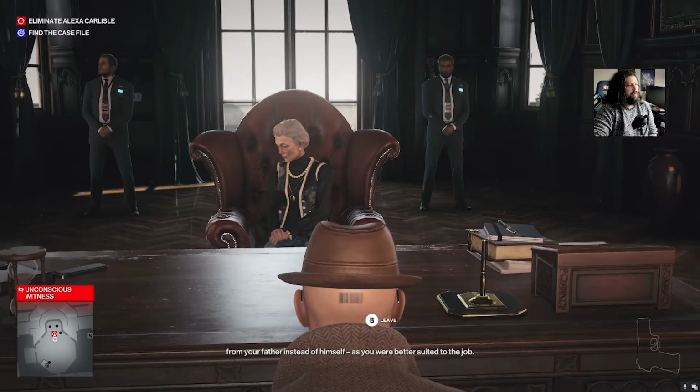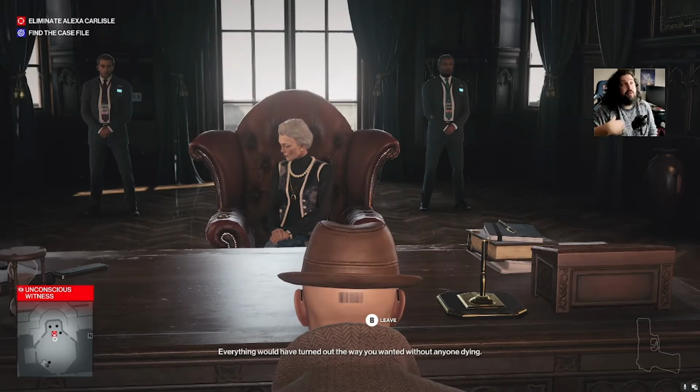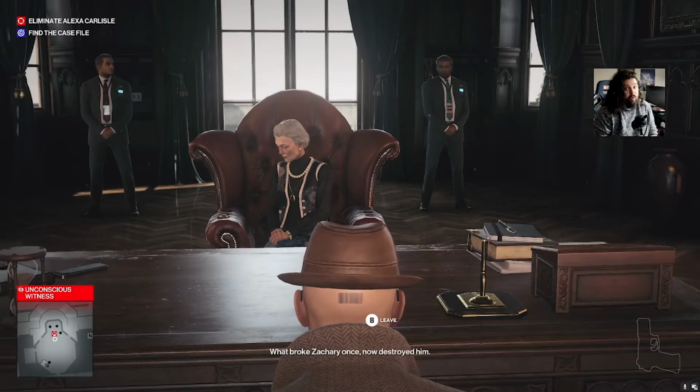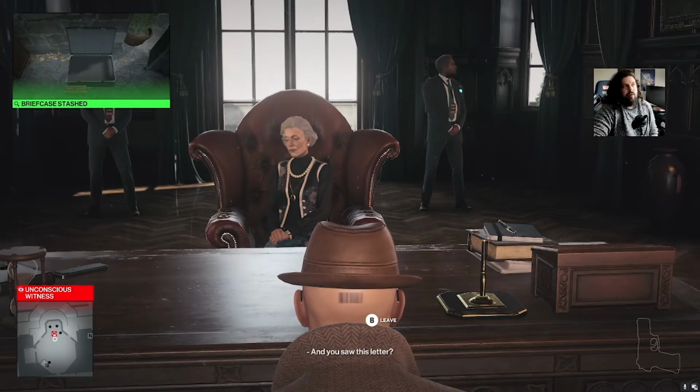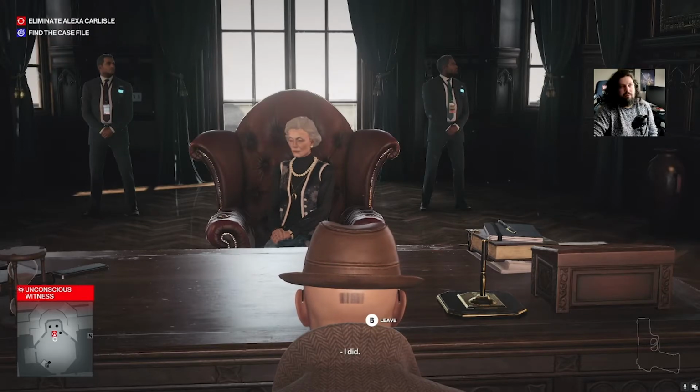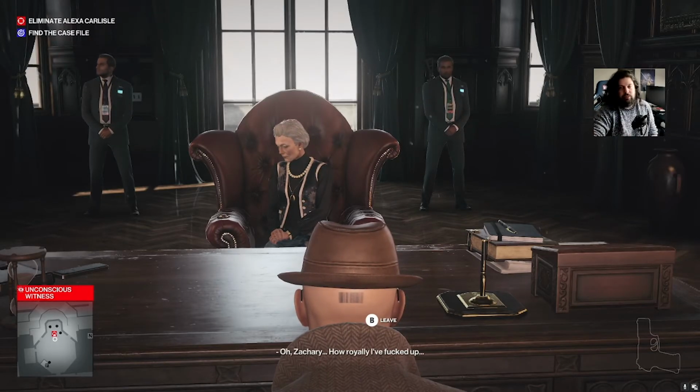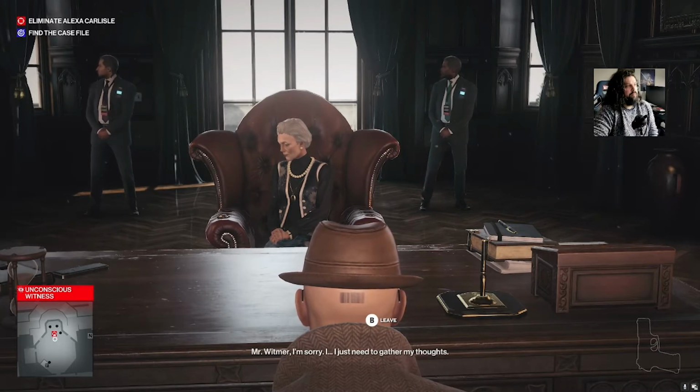You were better suited to the job. Everything would have turned out the way you... And the letter said that he was going to give up his position to her anyhow, so they never needed to kill him. And you saw this letter? She believes that Zachary was fragile enough that if he saw this letter, he would kill himself. Royally, I fucked up. Mr. Whitmer, I'm sorry.